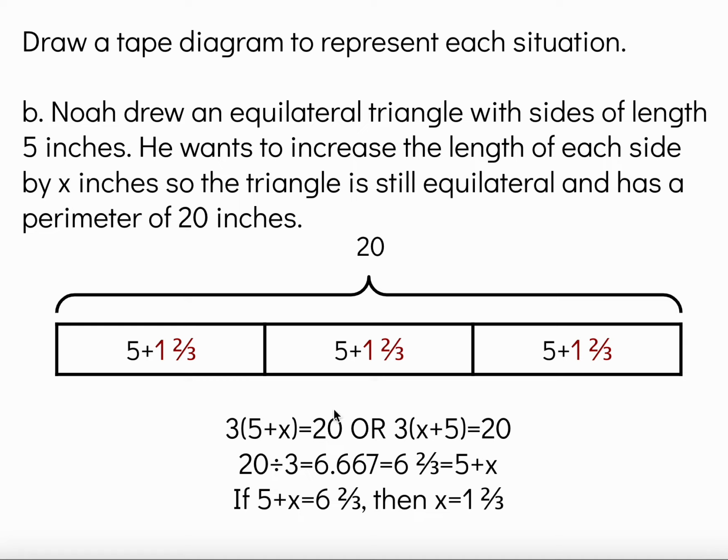Let's substitute and check. 5 plus 1 2/3 is 6 2/3, and I have 1, 2, 3 groups of 6 2/3, which if I put that on my calculator, 6 2/3 times 3, I would get a total of 20.